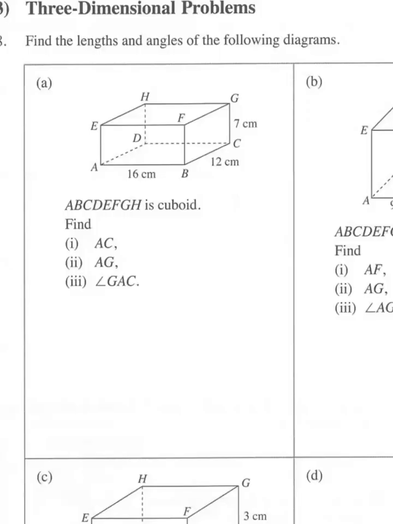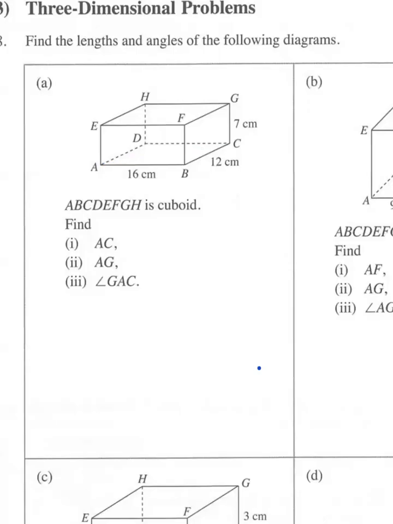Okay, so 3D shapes, a lot of this just requires you to visualize 3D shapes. It says that this is a cuboid, find the length of AC. I'm going to highlight this a bit. Oh no, my pen, no more ink. Okay, where is AC? AC is here.